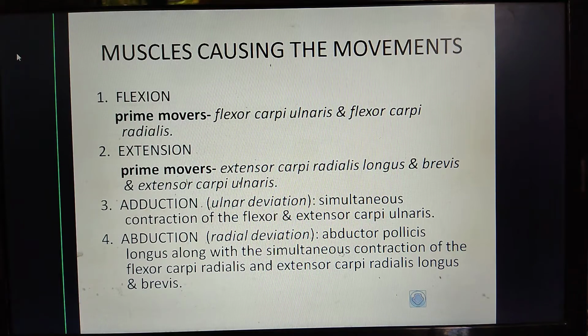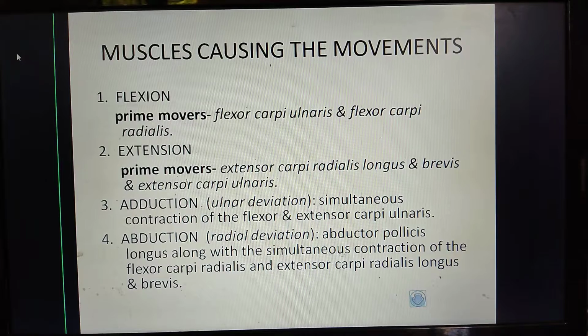Extension. In extension, the prime movers are again the extensor carpi radialis longus and brevis and the extensor carpi ulnaris. So the flexor and the extensor carpi muscles are the prime movers in both these movements, whereas the other extensors like the extensor digitorum, extensor indicis, extensor pollicis longus and the extensor digiti minimi assist the prime movers. Okay.